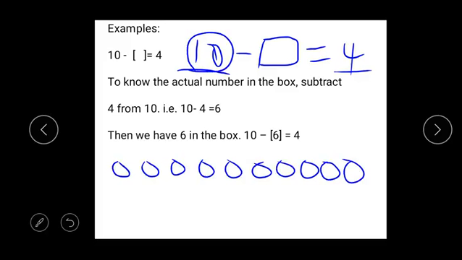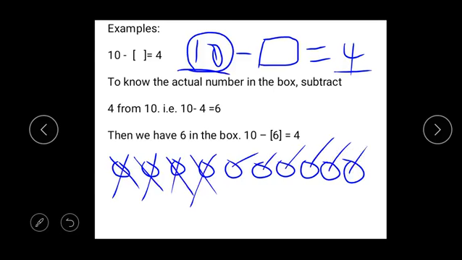So you are going to subtract 4 from 10. You are going to count the big number, then subtract 4. So let's remove 4 from it. 1, 2, 3, 4. Now let's count the remaining. 1, 2, 3, 4, 5, 6. That means 6 is the actual number in the box. It is the missing number in the box. That is how to get it. You will subtract the small number from the big number.